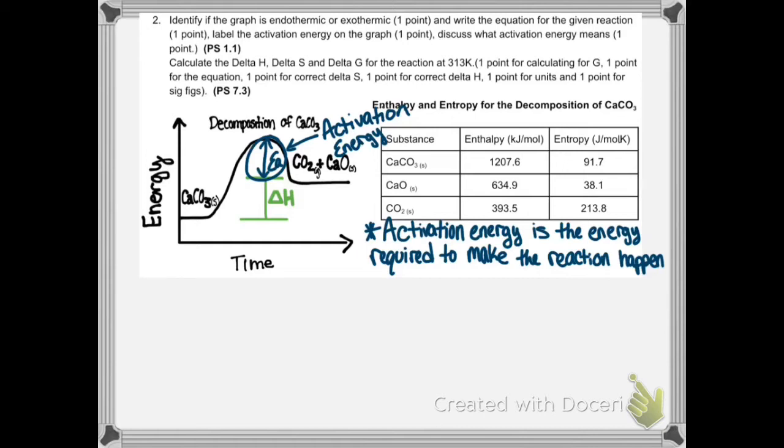So now we need to label this reaction as endo or exothermic, and this one is going to be endothermic because if we look at our reactants versus our products, our reactants are much lower on our energy line than our products are. So now that we've determined that, we need to come up with an equation, and that's the last step here.